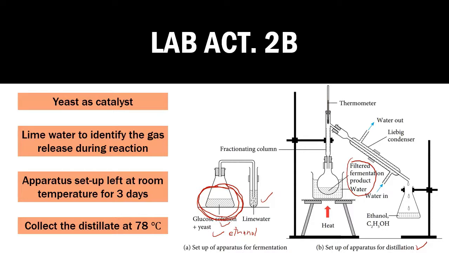When we heat the mixture, bila dia comes to 78 degrees Celsius, okay, the ethanol will vaporize and go through this funnel. Okay, and then dia akan masuk ke dalam Liebig condenser and undergoes condensation. Okay, dia akan tukar from the vapor, okay, gas, ethanol gas to liquid and can be collected. So the collected ones, okay, distillate di sini is the ethanol, pure ethanol.